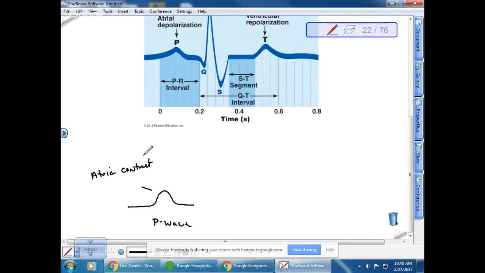And then we get a little dip here, which is Q, and then we have R, and then we have S. So I'll just write, this is Q, this is R, and this is S. So we have what is called the QRS complex. Can't make it any taller, sorry. So that's the QRS complex, and that is where the ventricle contracts.